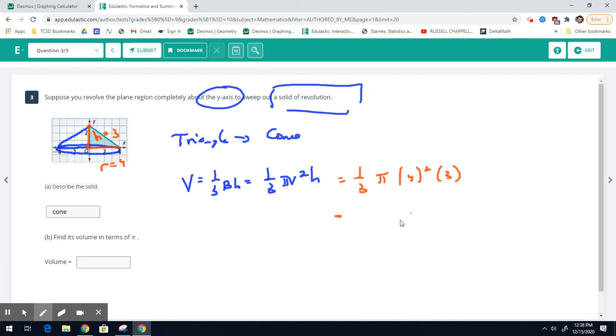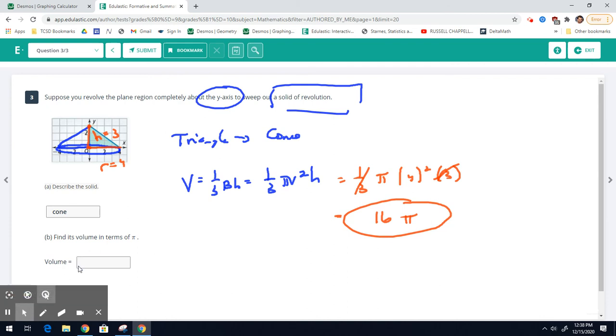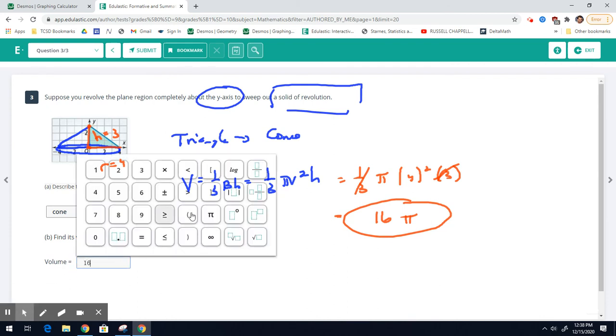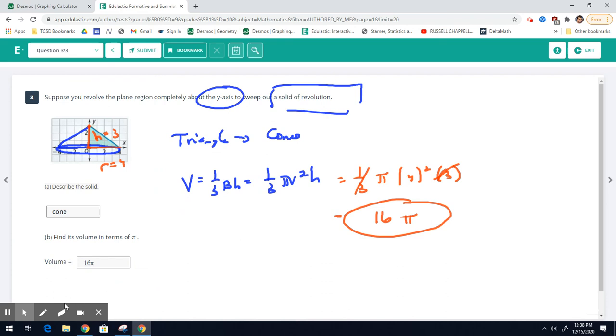You can use a calculator, but do not type in the pi. 1/3 and 3 will actually cancel, and 4 squared is 16. So that's the answer, whether you use a calculator or not: 16 pi. Notice when I type it in, 16, the pi symbol is right there.